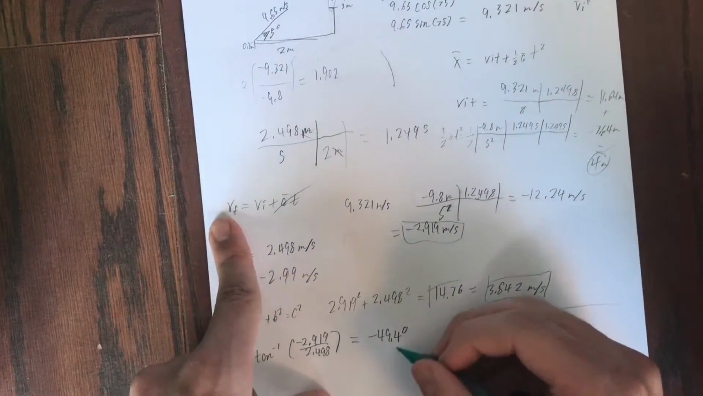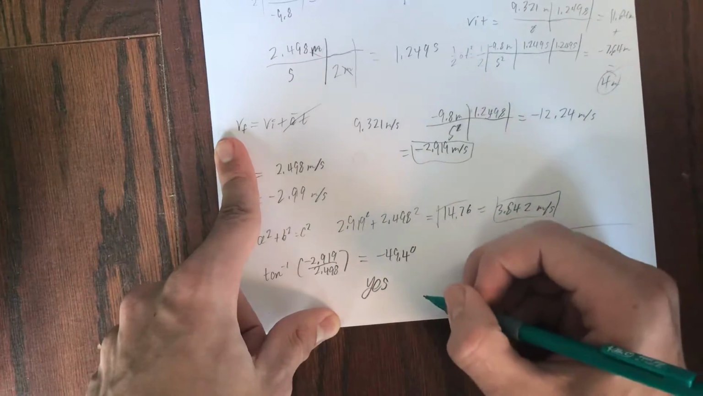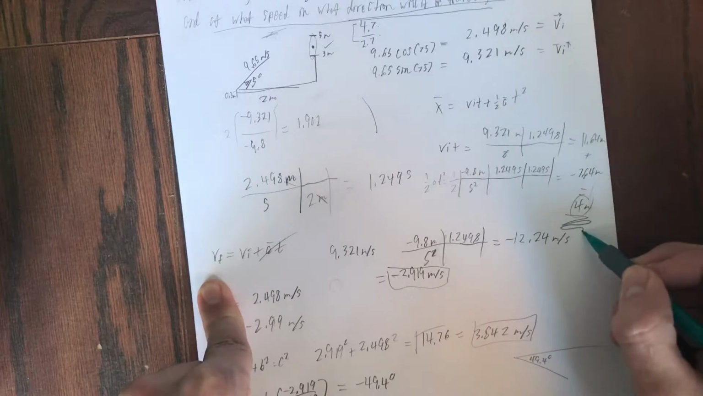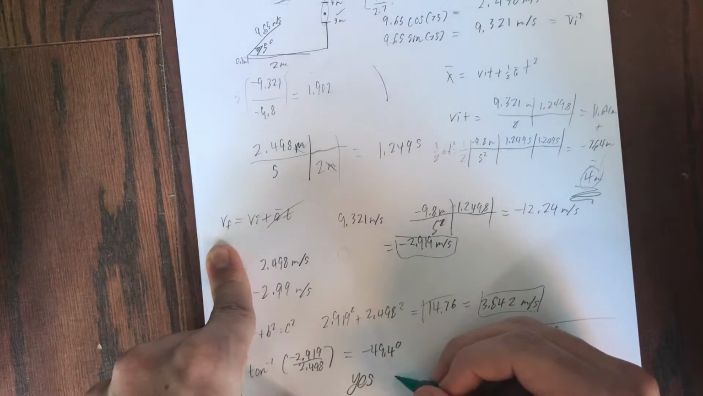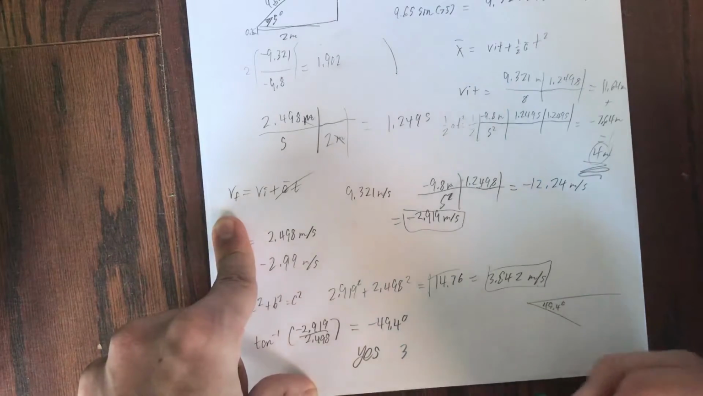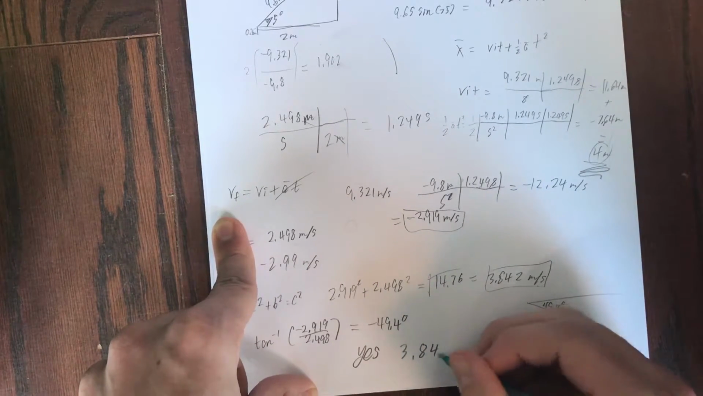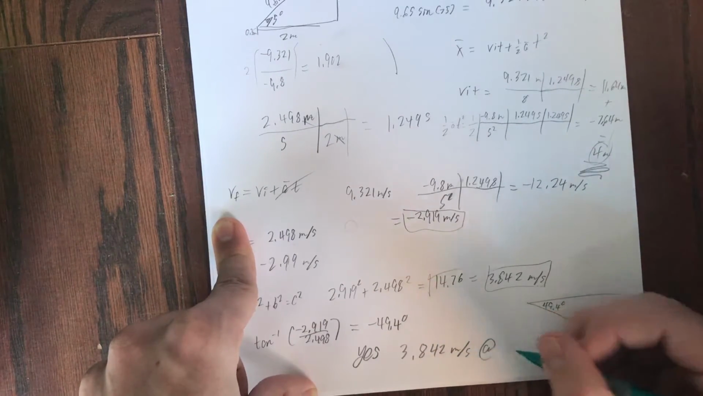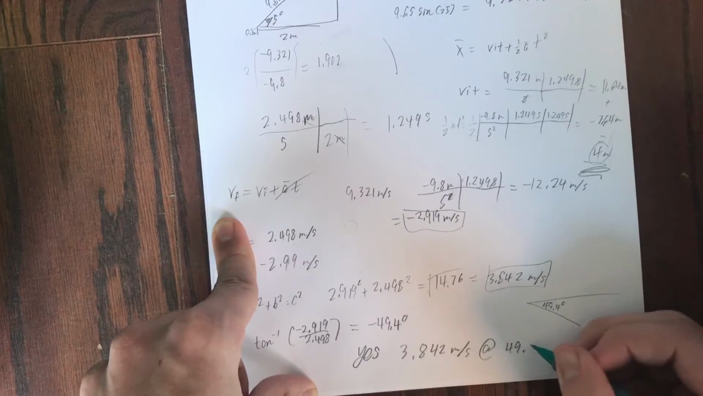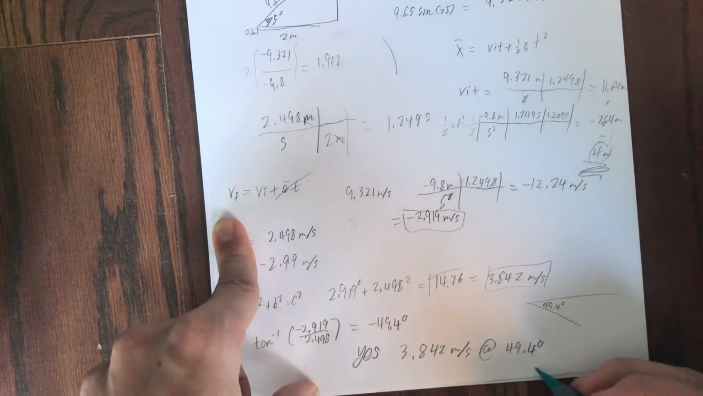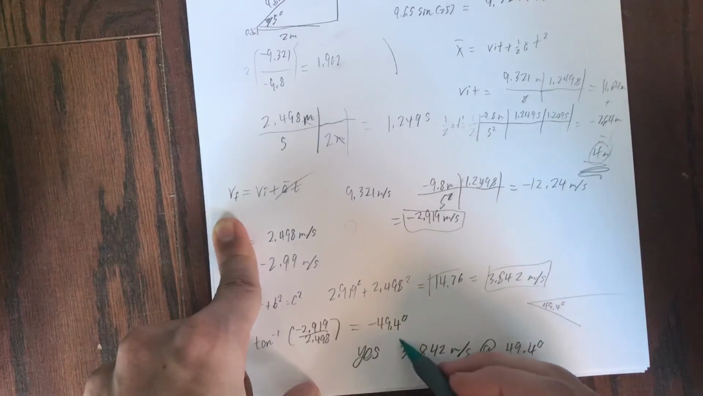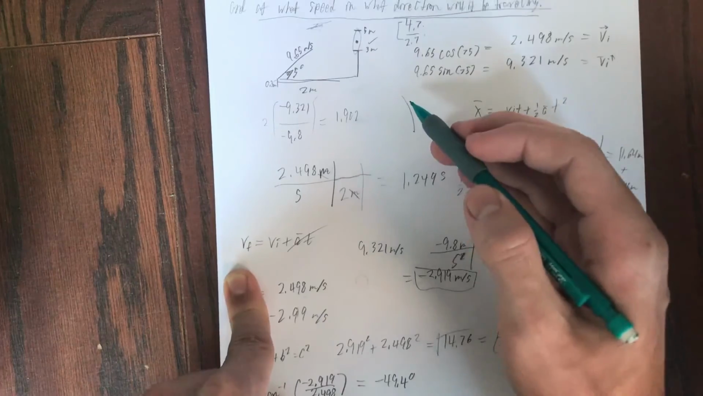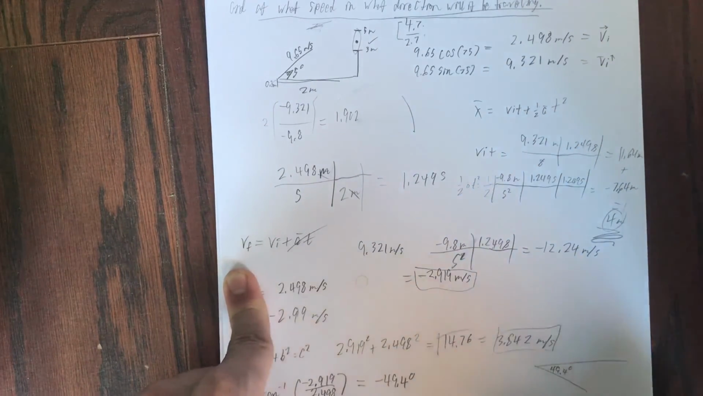So that gives us our answer of yes, it does make it through the goal because we got this nice 4 meters over here. And it's going to be traveling at 3.842 meters per second at 49.4 degrees below the horizontal when it goes into the goal. So it's going to go nice and down into the goal, and everyone's going to be happy, and you just won your team the game.